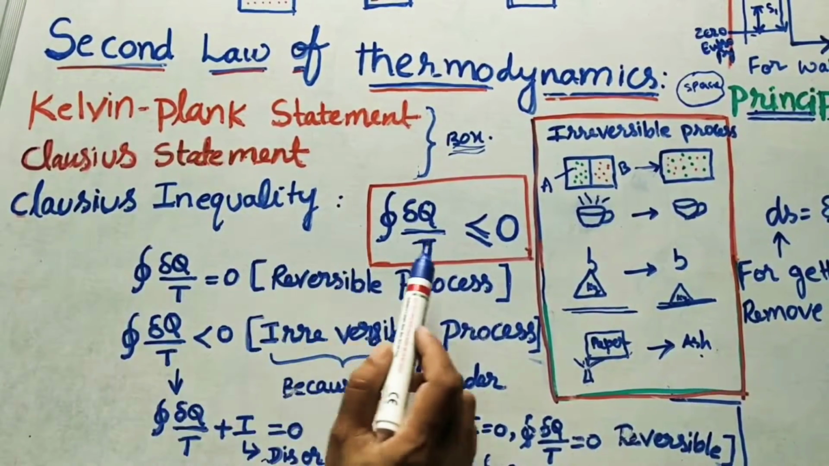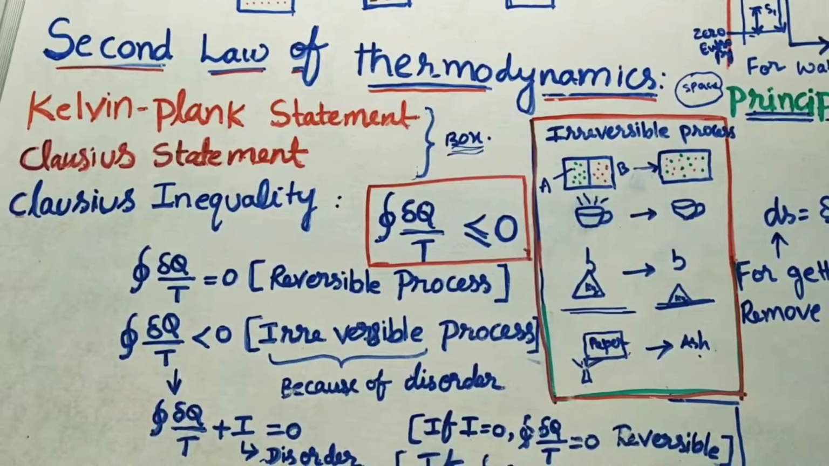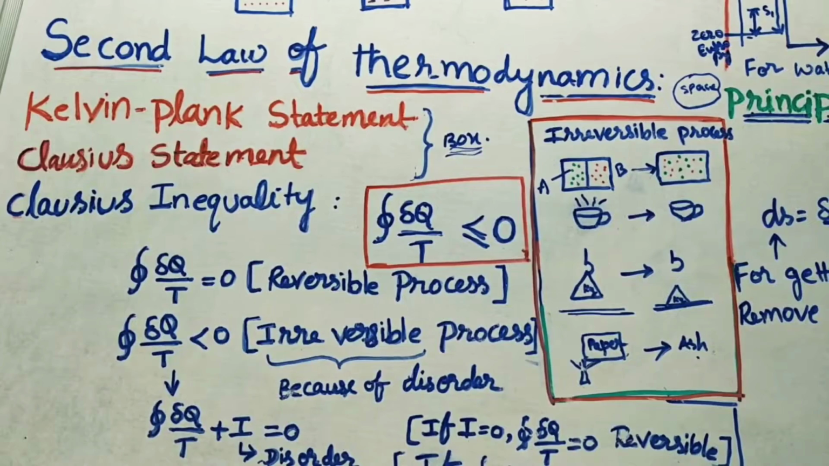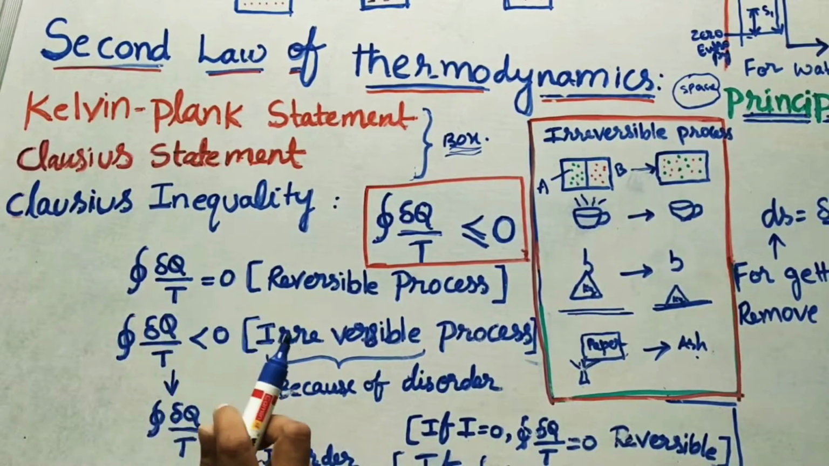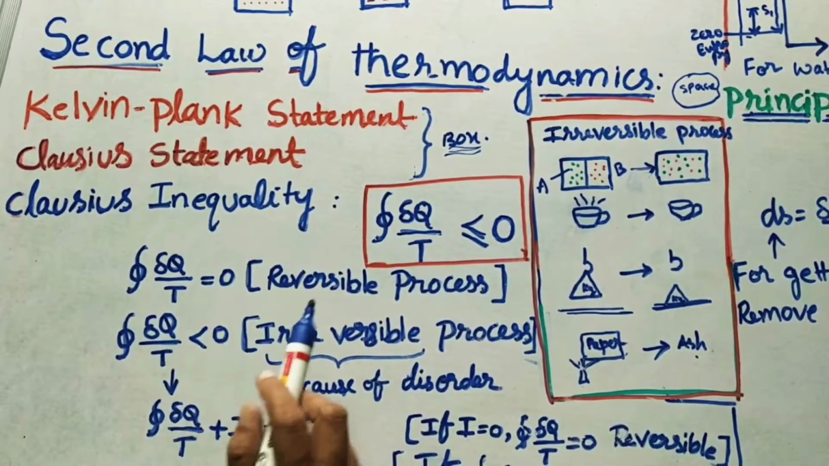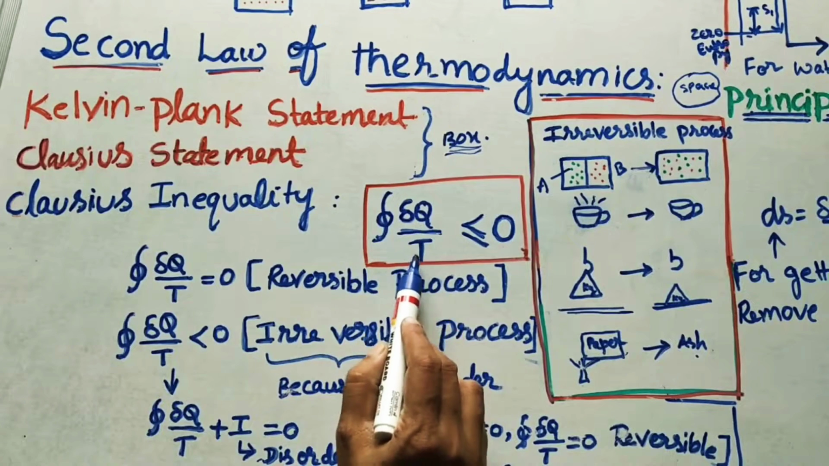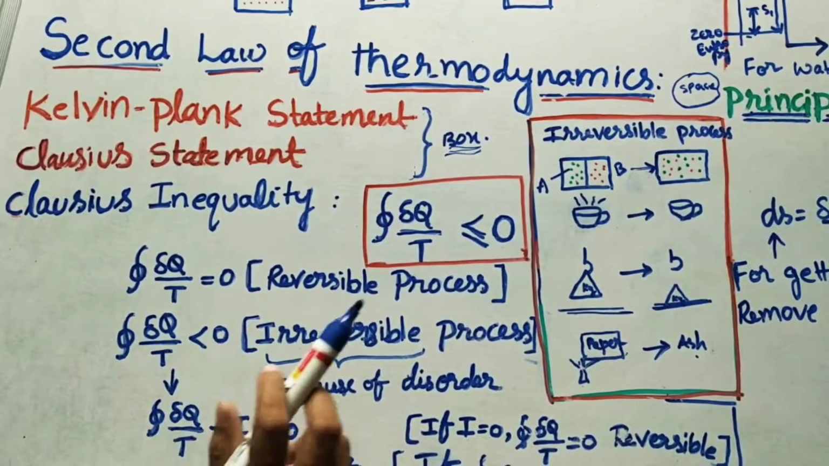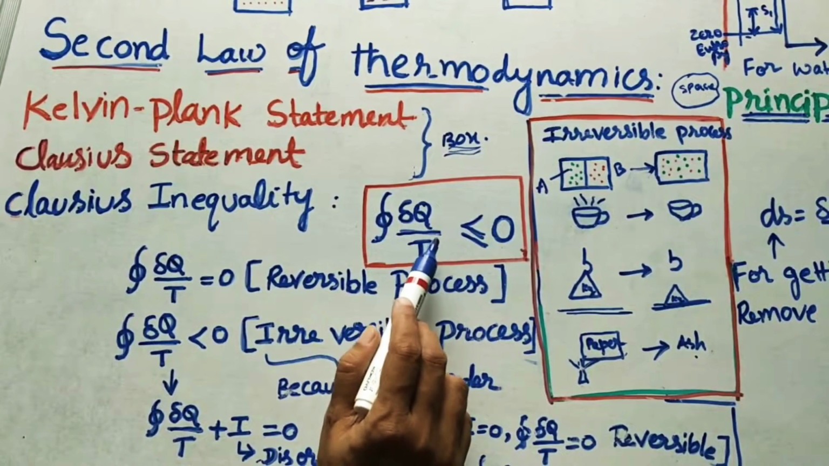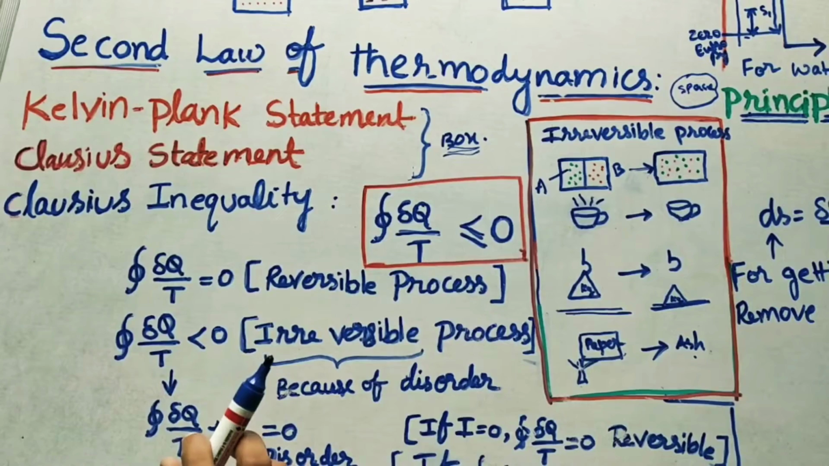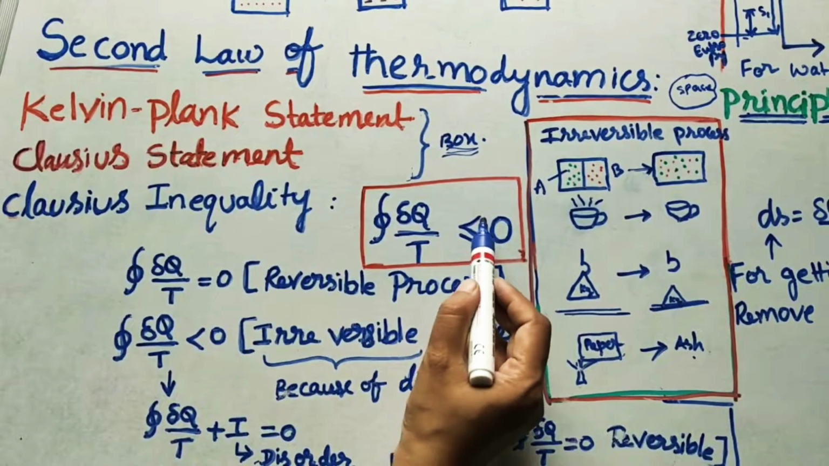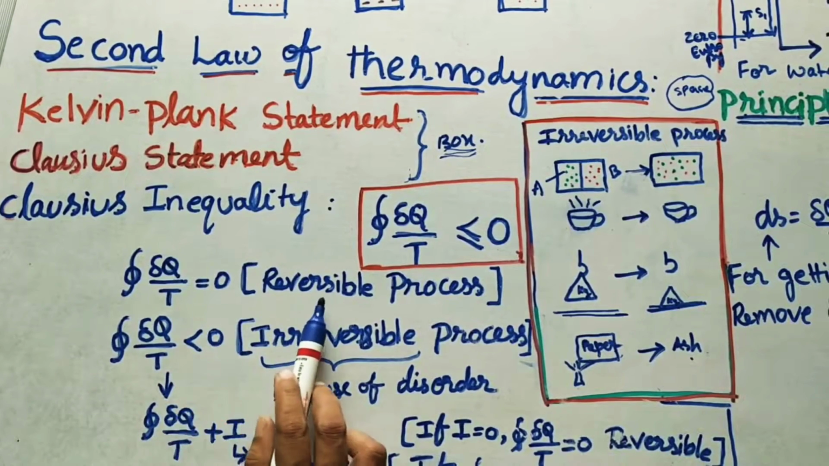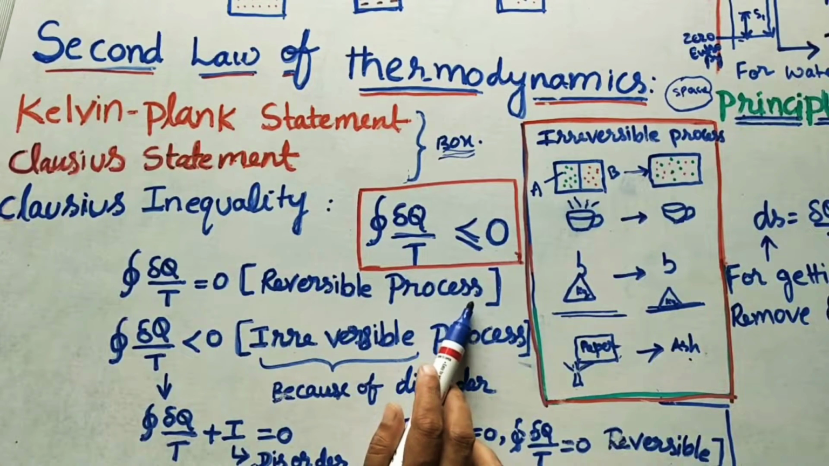Clausius has given this condition in the second law of thermodynamics for reversible, irreversible and impossible processes. This statement is called the Clausius inequality. According to this, the circular integral of delta Q by T is less than or equal to 0. If the process follows this condition, it may be reversible or irreversible. Let us see, there are two conditions.